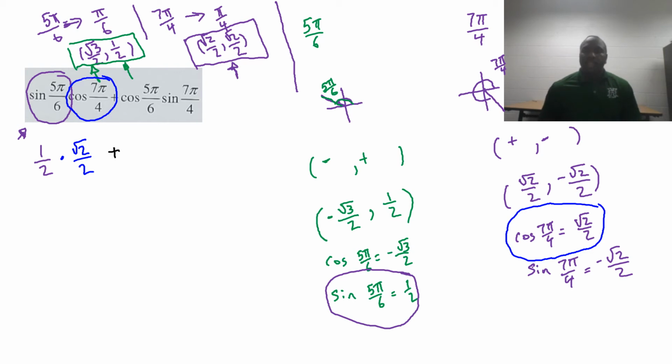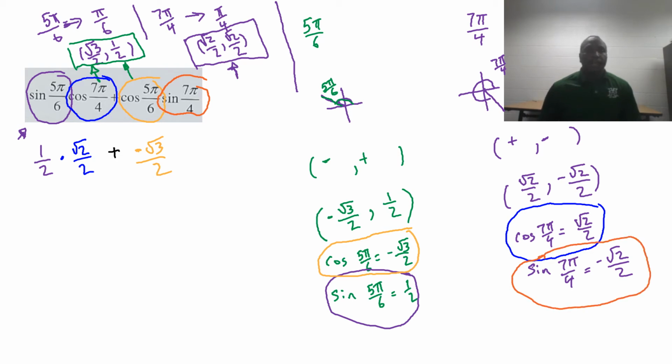So we're going to add the cosine of 5 pi over 6. The cosine of 5 pi over 6, we just found out, is negative radical 3 over 2. And then finally, we need to multiply that by the sine of 7 pi over 4. Again, the sine of 7 pi over 4 is here, so we're going to multiply that by negative radical 2 over 2.